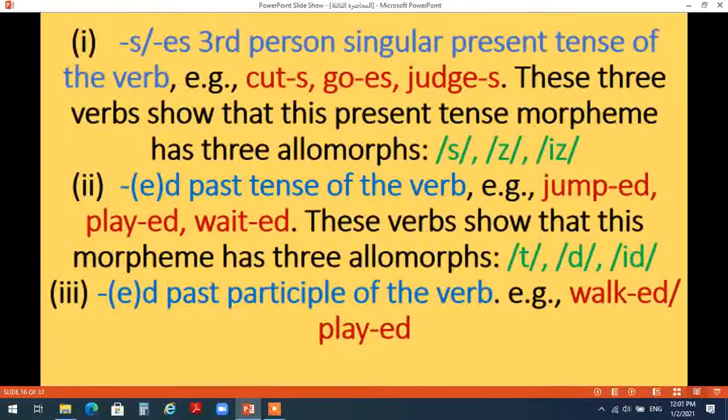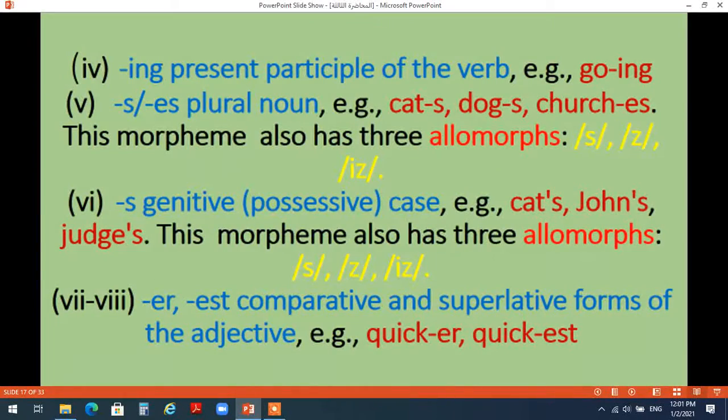Number two, we have d or ed past tense of the verb, for example, jumped, played, and waited. Also here, these verbs show that this morpheme has three allomorphs, which are t, d, and id. Number three, we have the d or ed past participle of the verb, for example, walked or played. Number four, we have the ing present participle of the verb, for example, going. And number five, we have s or es plural noun, for example, cats, dogs, and churches.